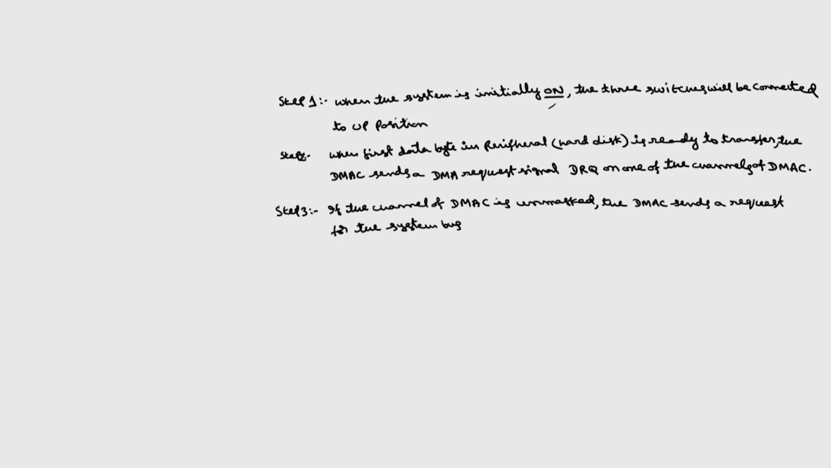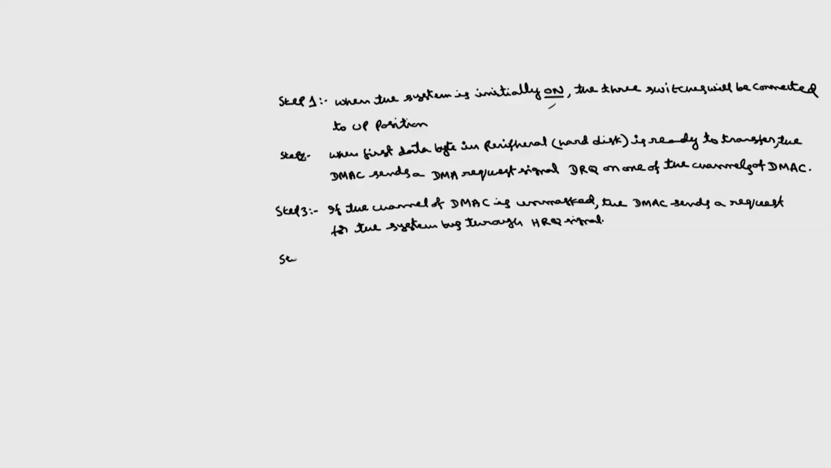System bus consists of all the 3 buses, address bus, data bus and control bus, through hold request signal, HRQ signal. You can see this signal in the block diagram that I have drawn. This HRQ signal is connected to hold signal of 8086. So once this microprocessor receives hold request signal from DMA controller, then the microprocessor floats the buses in response to the hold request signal from DMA controller.